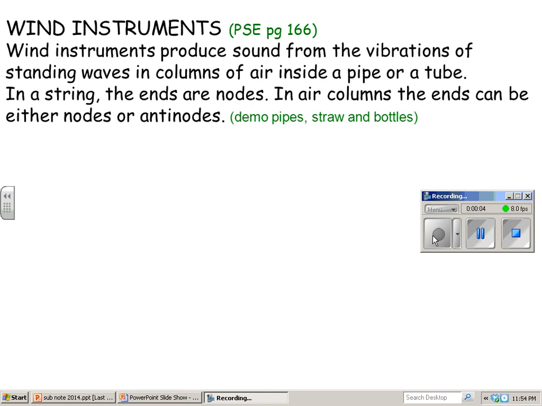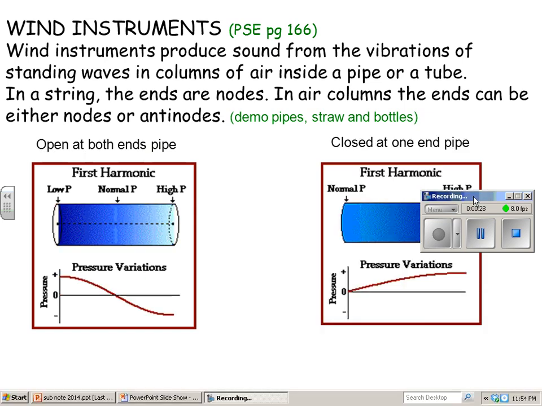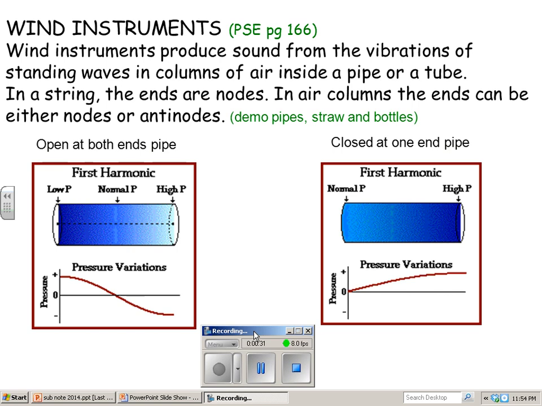All right, part two, wind instruments. Wind instruments produce sound from the vibrations of standing waves in columns of air inside a pipe or a tube. Now, in a string, the ends are nodes, but in air columns, the ends can be either nodes or antinodes. So, we're going to deal with wind instruments that are open on both ends, and wind instruments that are closed on one end.